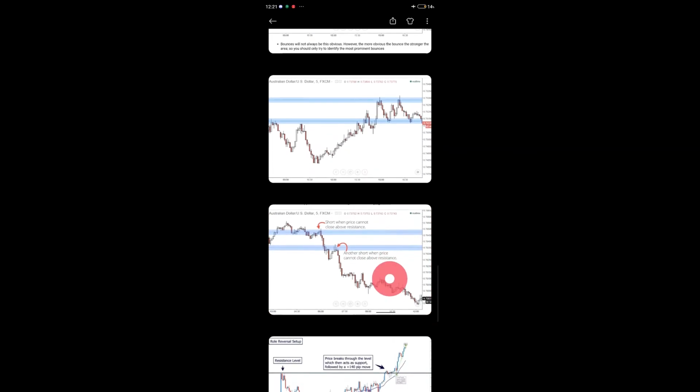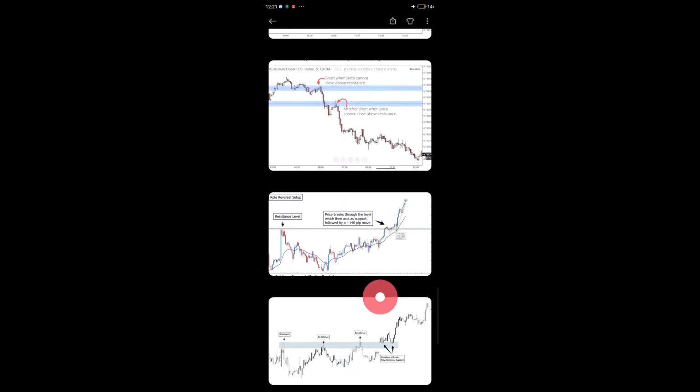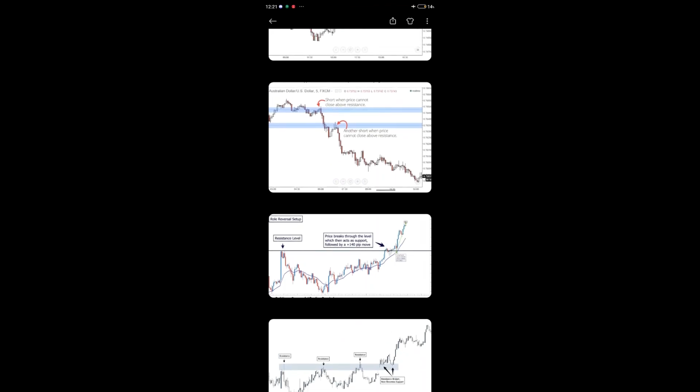And here is another, this was a support area, this was a resistance area. Down here was a support area, this is a resistance area. You can see that the price has broken through the level, which then acts as support. This was the resistance because of this point, and that point the price broke through and it came back and retested. As you can see, we have many wicks there, and then it moved to a 140 pips move upwards, and it became the new support.